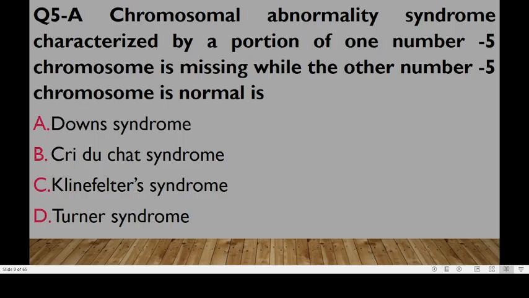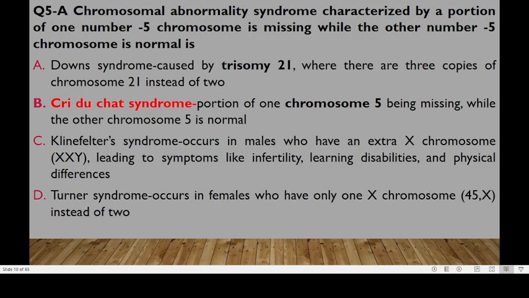A chromosomal abnormality syndrome characterized by a portion of one number, that is chromosome number 5 part is missing, while the other number 5 chromosome is normal. Is which condition? Of course, we know Down syndrome is caused by trisomy, where there are 3 copies of chromosome 21 instead of 2.